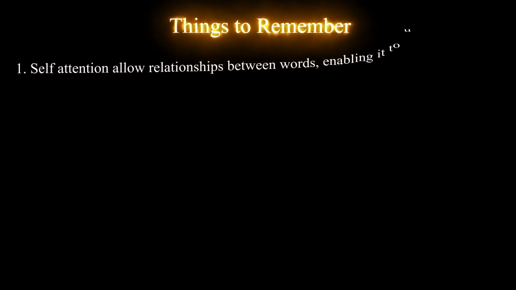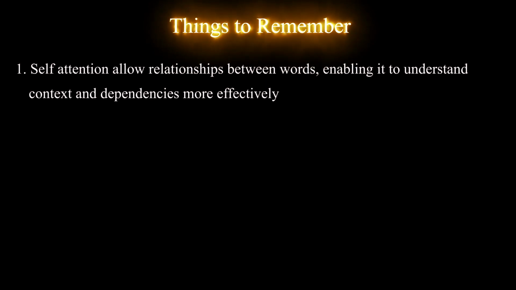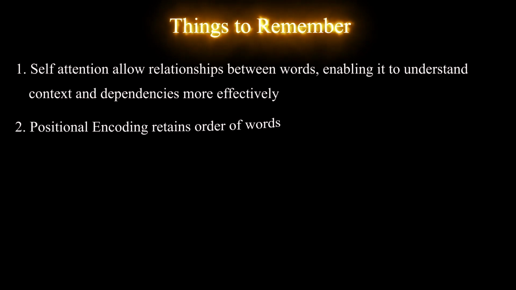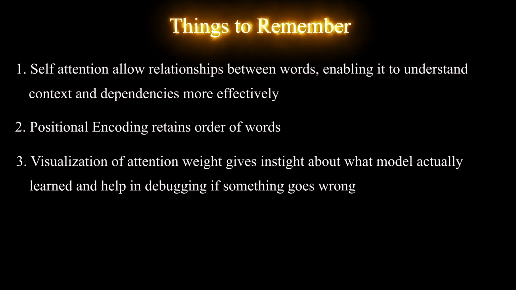So here are 3 things you can remember from this video. Self-attention allows the model to focus on different parts of the input sequence and capture relationships between words, enabling it to understand context and dependencies more effectively. Positional encoding retains the order of words, eliminating the need for recurrent neural networks. Visualize the attention weights to understand which part of the input the model pays most attention to. This visualization helps in interpreting the significance of self-attention and provides insight into how the model processes the input sequence. It makes debugging easy because you can actually see if the model is paying attention to the right words or not.